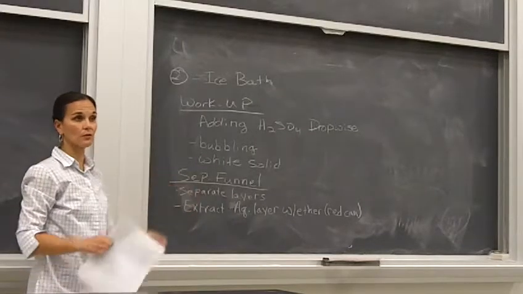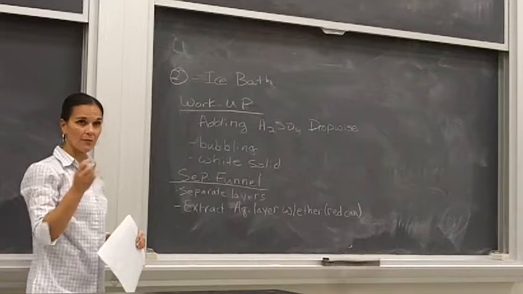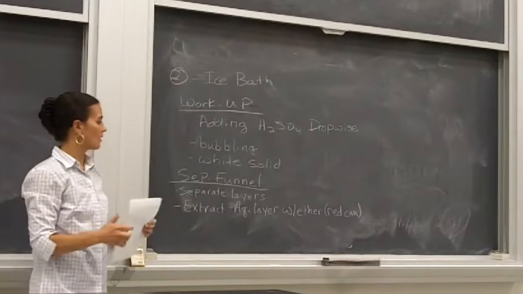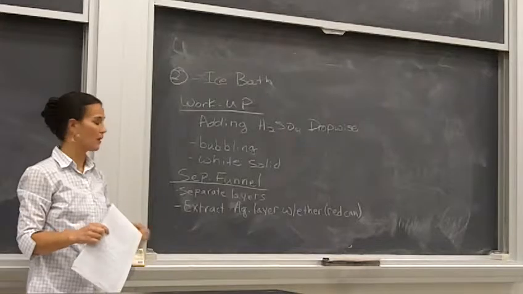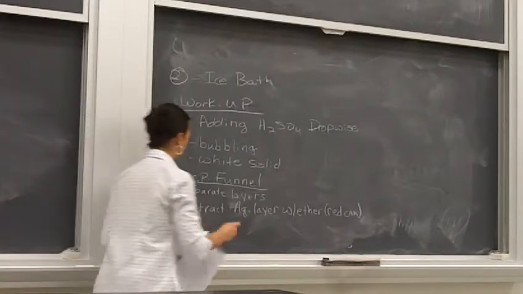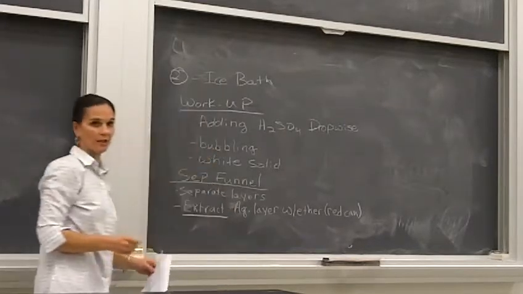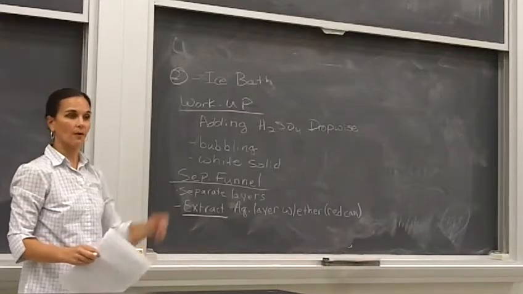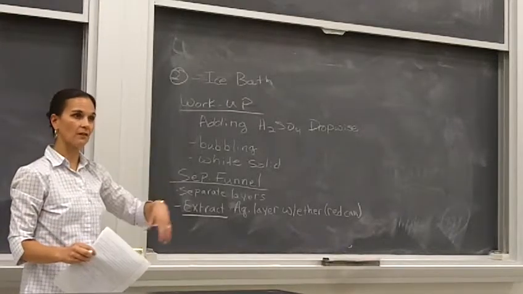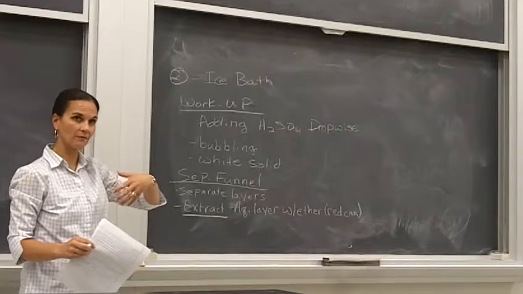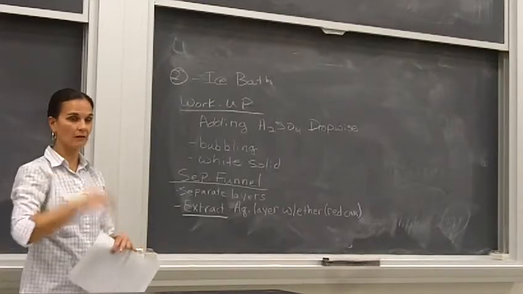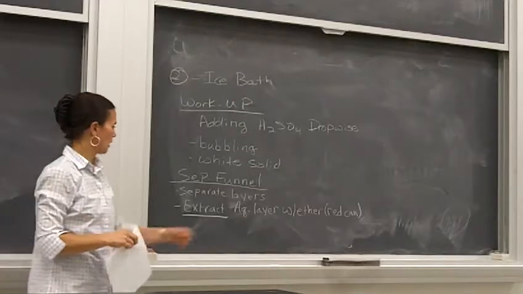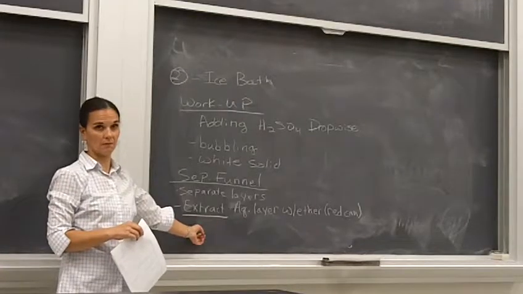And then you're going to shake and vent your separatory funnel a couple times, let the layers separate, and drain off the aqueous layer, okay? So extract means all of that. That's what the word extract means, okay? So the aqueous layer goes in the separatory funnel, you're going to have ether in there, shake and vent 3 times, let the layers settle, drain off the aqueous layer. That's what extract means, all right?